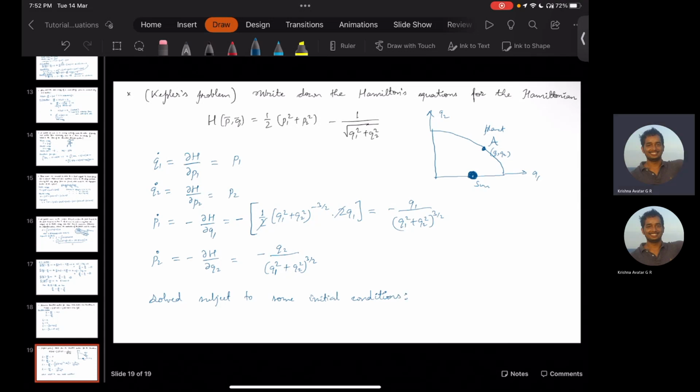The initial conditions we will denote as q10 equal to a1. Likewise, q20 is equal to a2, p10 is equal to a3, and p20 is equal to a4. Okay.